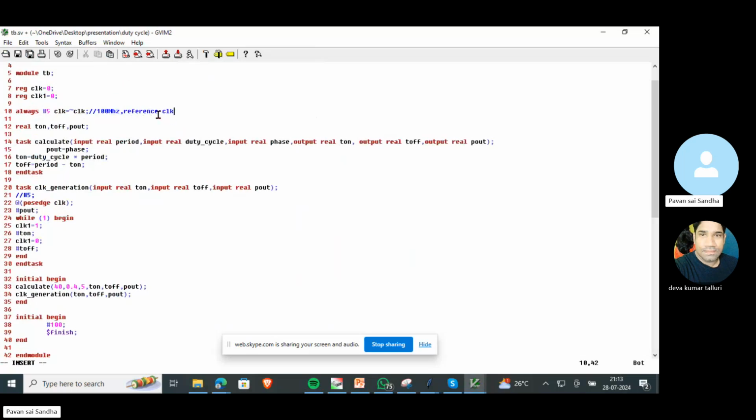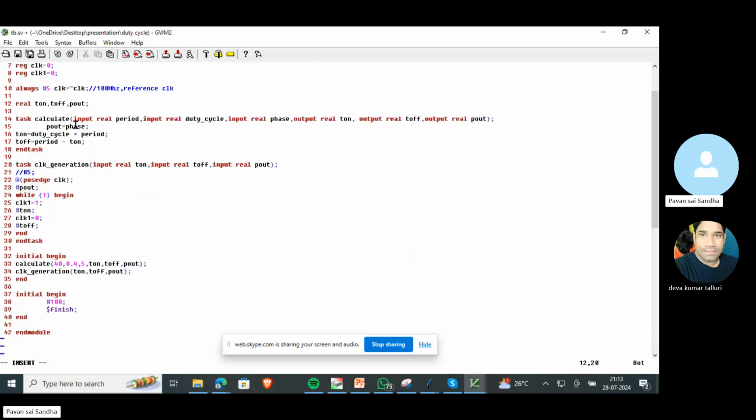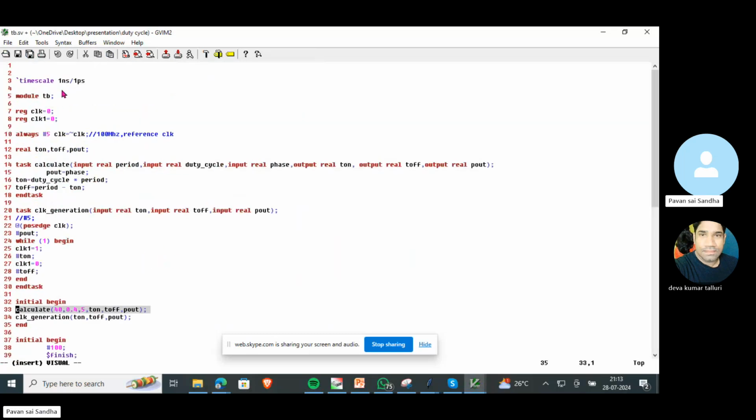With respect to this, we will match the phase difference. We can say calculate the phase difference. So this task is used to calculate the T on, T off, and the phase out with the given values. This is a 40. Look at this one. This is 40 nanoseconds. Why? Because I'm using the time scale as nanosecond. That's it. 40 and calculate.